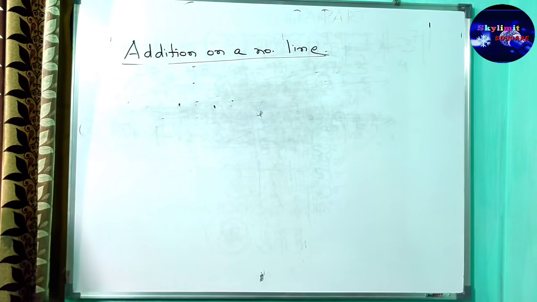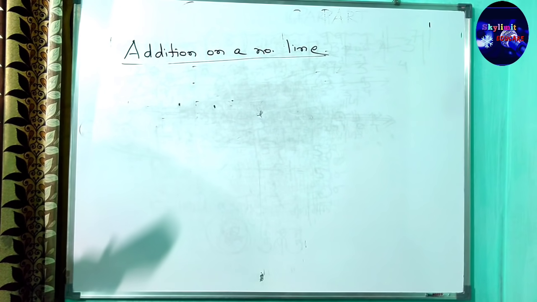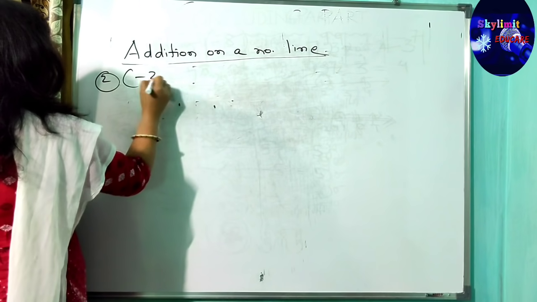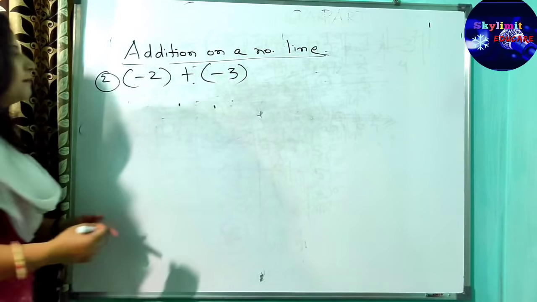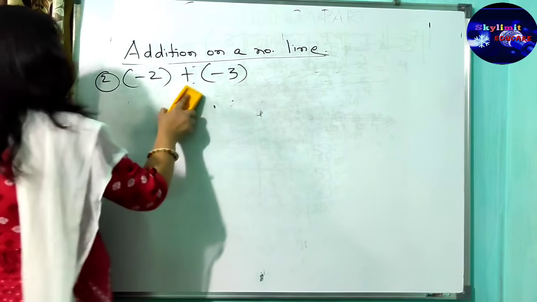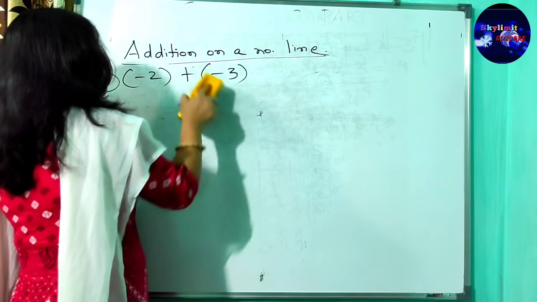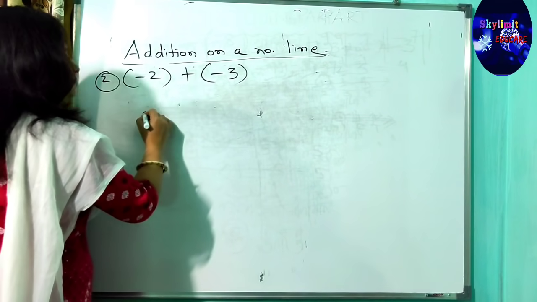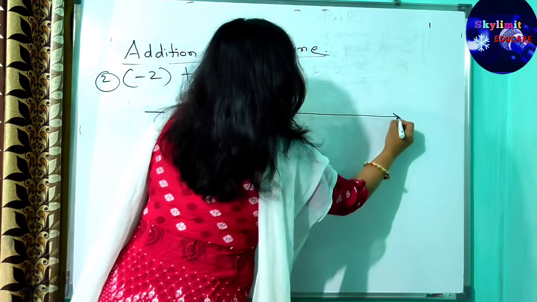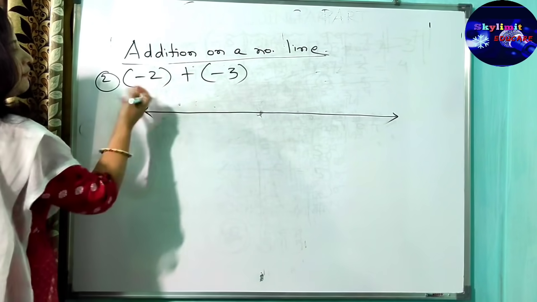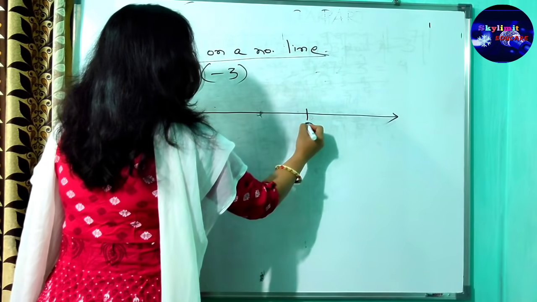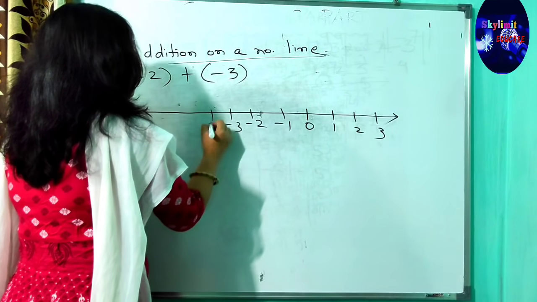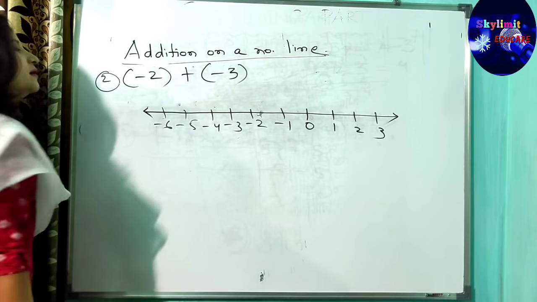Let us take the second question. Suppose you want to add -2 and -3. Both the numbers are negative in this case. -2 plus -3. I know most of you must have started doing that. Let's draw the number line. Here we'll be needing more of negative, so let us bring the 0 to this side. 1, 2, 3, -1, -2, -3, -4, -5, -6.